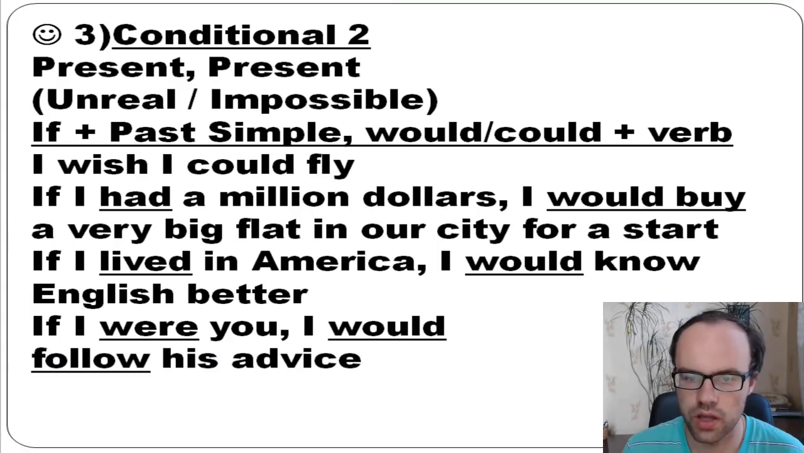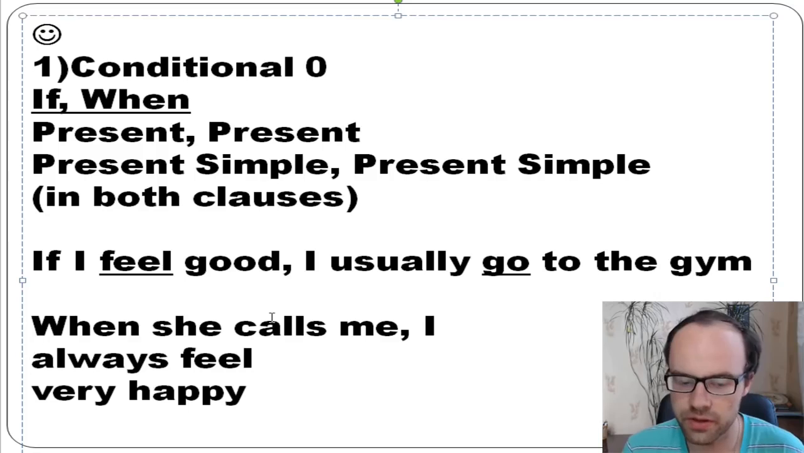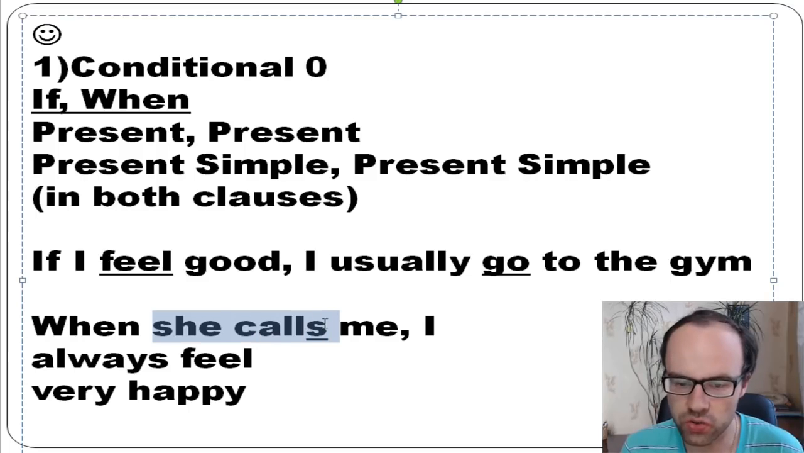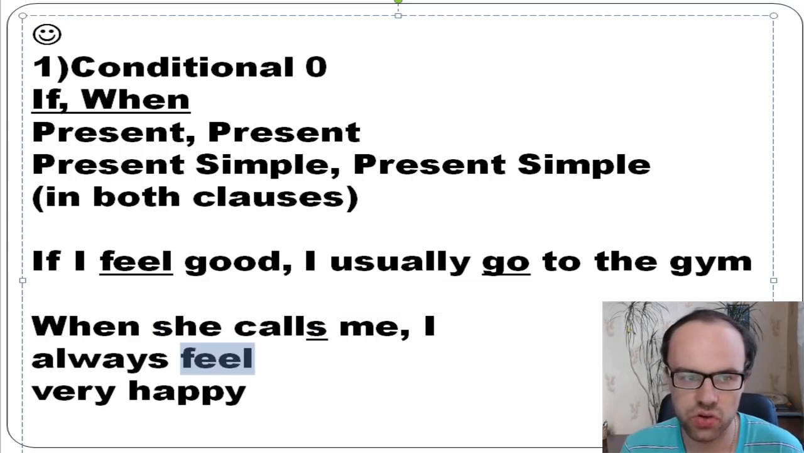When she calls me, I always feel very happy. So it's present simple again, yeah? But please, many students make a very common mistake. They forget to put s, especially after such words as if and when. Please don't forget to do it. It's a big mistake, yeah? So when she calls me, it's present simple, I always feel very happy. So it's always true, and you see it's present simple again.